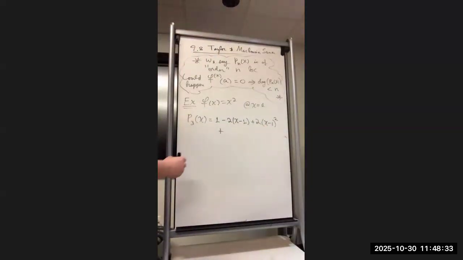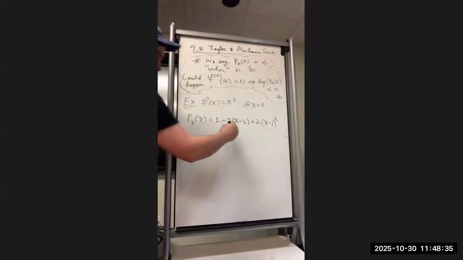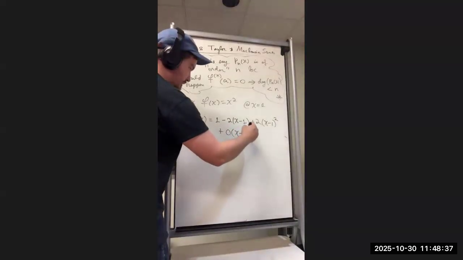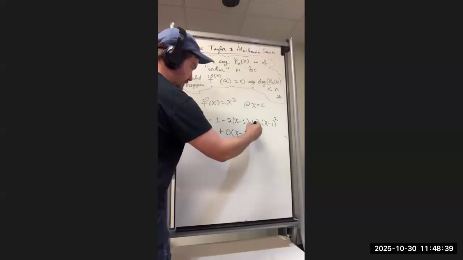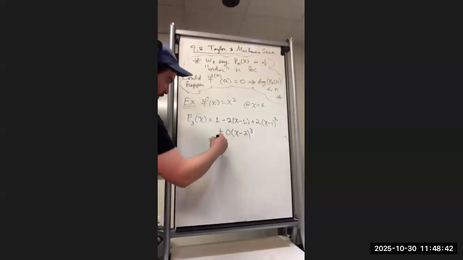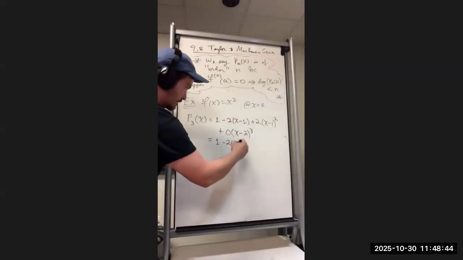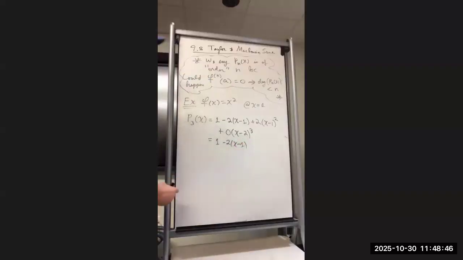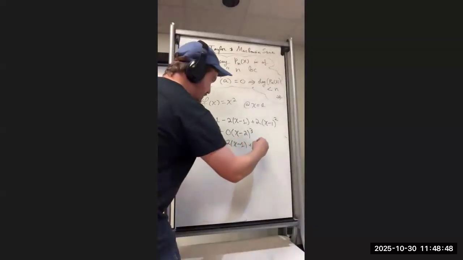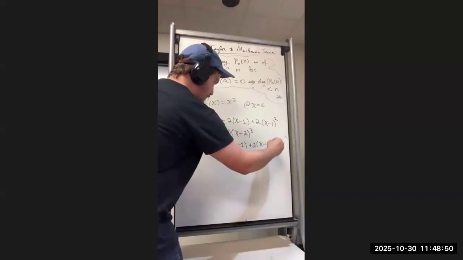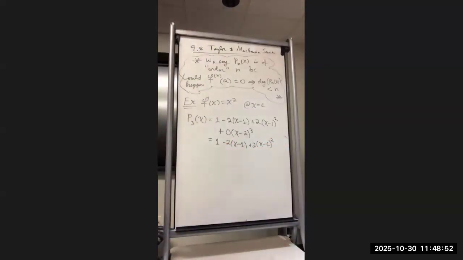And then I'll take the third derivative. Well, that's just 0, and that's x minus 1 cubed. So this simplifies to 1 times 2 times x minus 1 plus 2 times x minus 1 squared. So obviously this polynomial is of degree 2. It's not of degree 3. So the third order Taylor polynomial is only of degree 2 for this particular function.